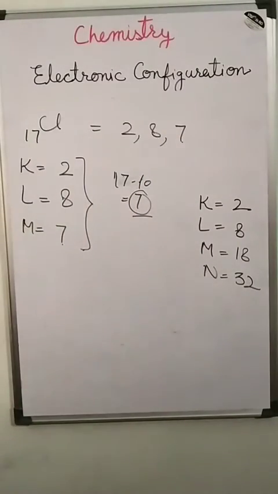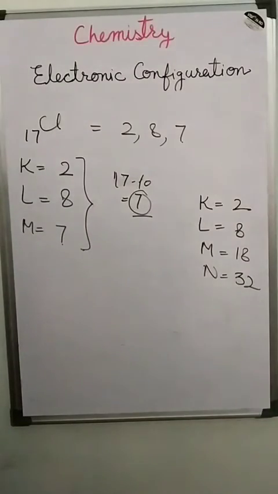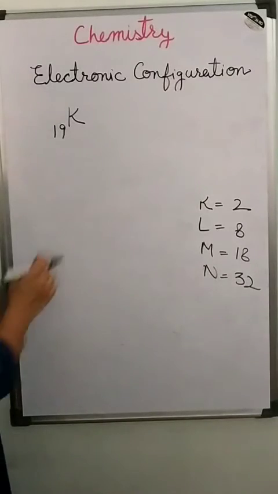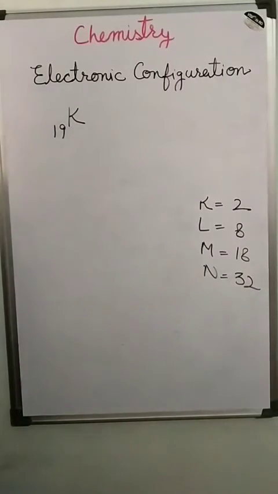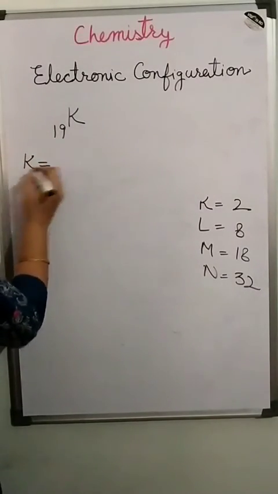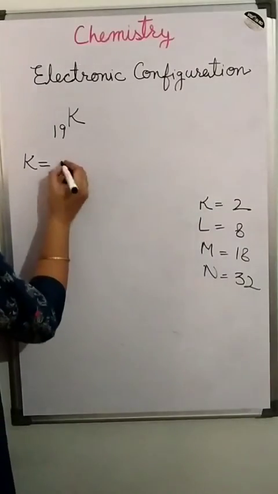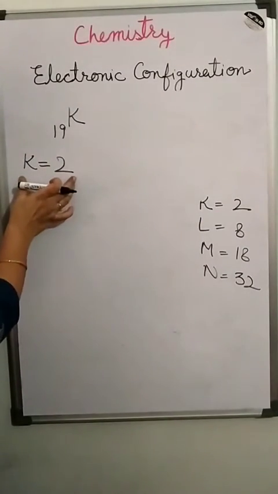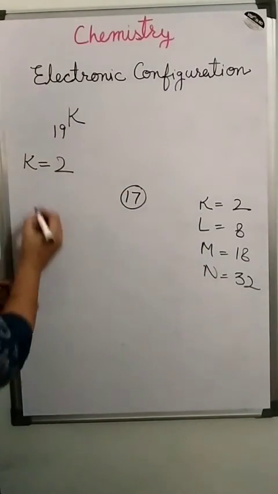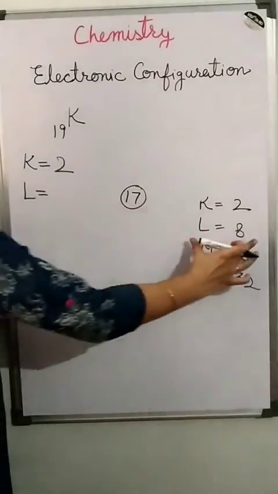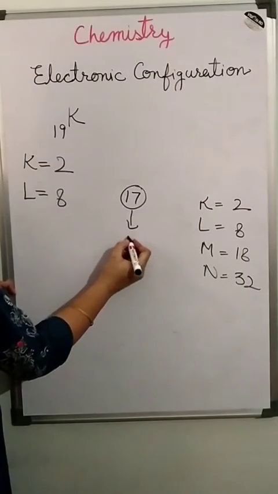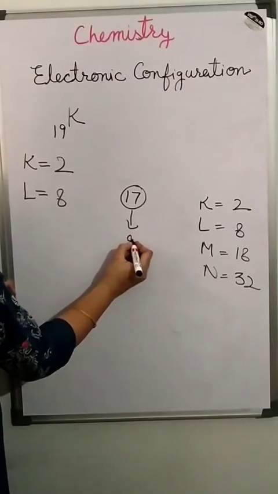I am giving you one more example. The atomic number is equivalent to 19. It means the number of electrons that we can fill in its orbits is equivalent to 19. First we write for K. First we can fill only 2 electrons, so K is equal to 2. If we subtract 19 minus 2, how many are left? 17 are left. In L, how many can we fill? Only 8. We subtracted 8, so 17 minus 8 is equal to 9 left.